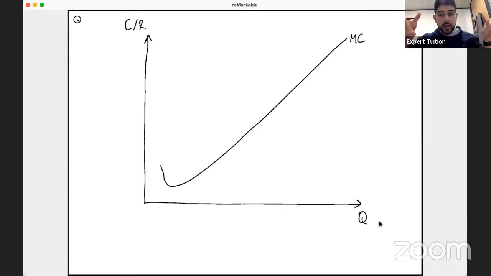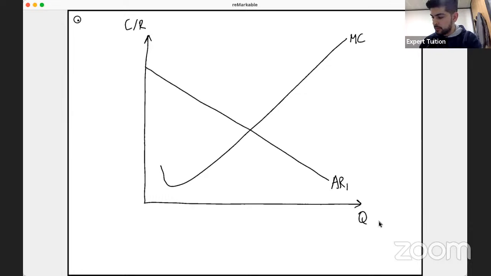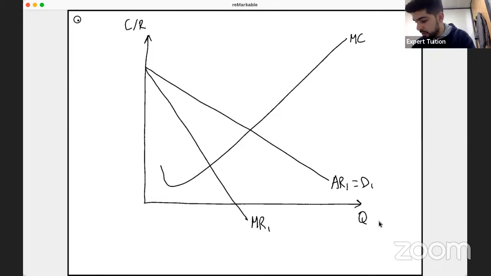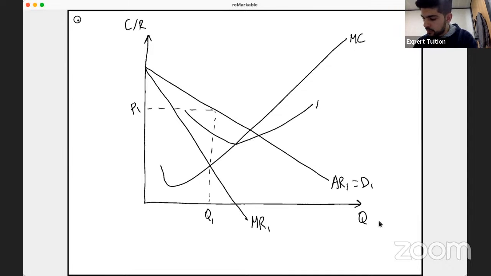Now, because I know AR and MR are going to shift out, I'm purposely not going to start too high up on the y-axis. I'm going to start somewhere like over here. I'm going to write AR1 equals D1, and this is MR1. Profit maximization, as you should all know, is where MC equals MR. That is always the next step. Go over here, drop down. That's quantity Q1. Go up. That's the price P1.